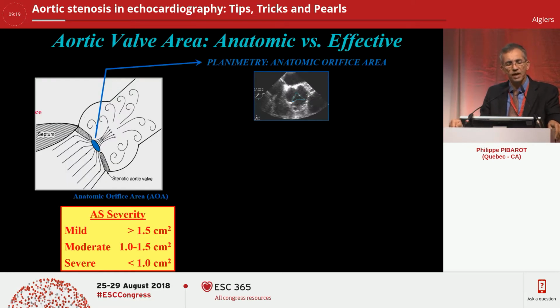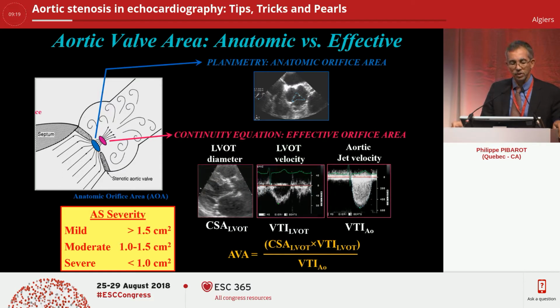So let's start first with the valve area. First, it is very important to distinguish the anatomic versus the effective orifice area. This is not the same measure. This is not the same physiologic parameter. The anatomic orifice area is what you measure by planimetry if you have a good image quality. This is the area of the valve orifice. It is different from the effective orifice area, which is the vena contracta of the transvalvular flow jet. And it is important to remember that the effective orifice area that we calculate by the continuity equation will always be smaller than the anatomic orifice area because you have a flow contraction downstream of the valve orifice.